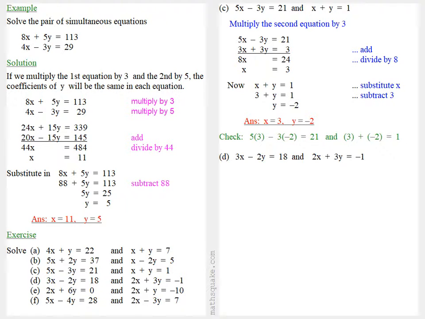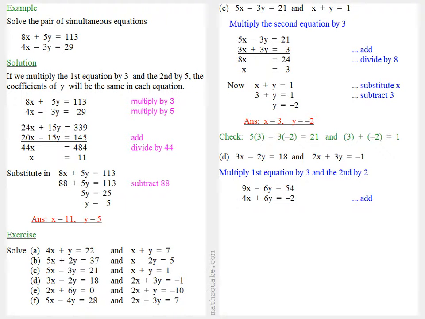In question D, we start with 3x minus 2y equals 18, and 2x plus 3y equals minus 1. Now, to get the numbers the same for one of the letters, we could multiply the first equation by 3 and the second equation by 2. This gives us 9x minus 6y equals 54, and multiplying the second equation, 4x plus 6y equals minus 2.